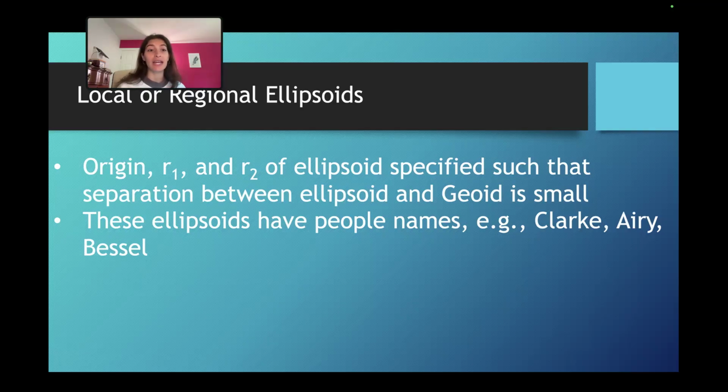Ellipsoids in this case have names. When we look at our projections, you'll see Clarke, Airy, and Bessel. Keep this in mind.